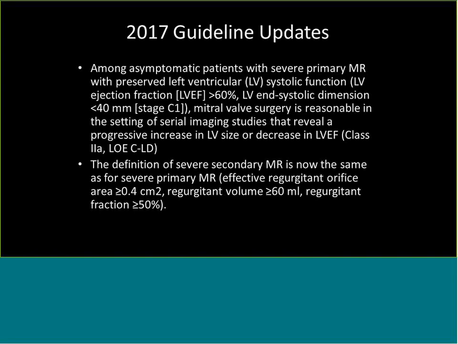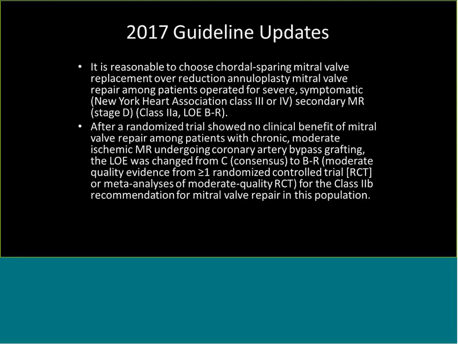So that's the criteria: effective orifice area less than 0.4, regurgitant volume greater than 60, and regurgitant fraction greater than or equal to 50%. Honestly, off the top of my head, I don't recall what the prior criteria for secondary MR were, but I feel like it's nice that they're the same now. So now we don't have to remember two criteria.